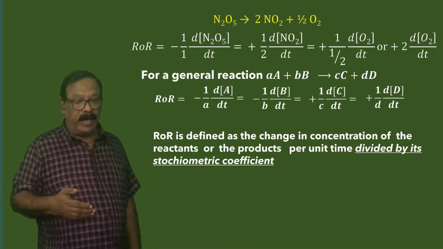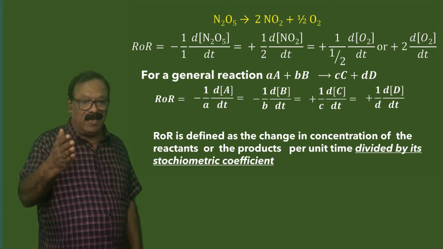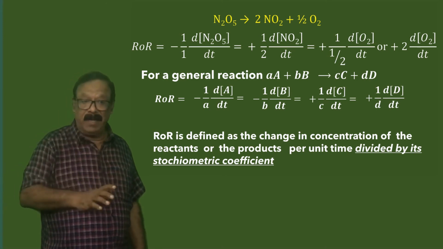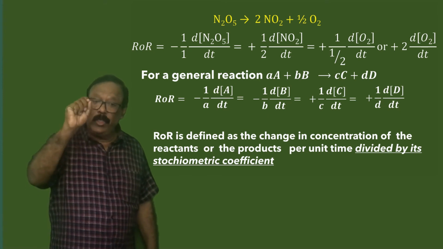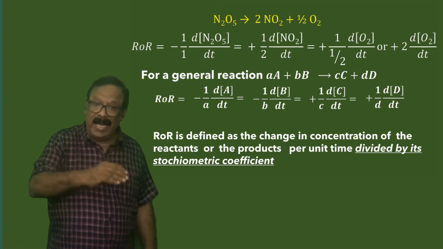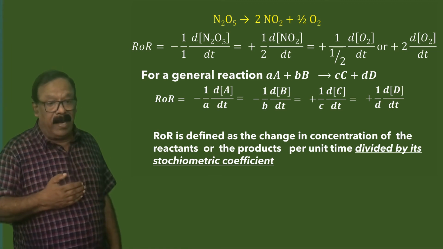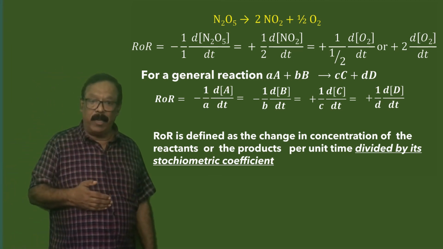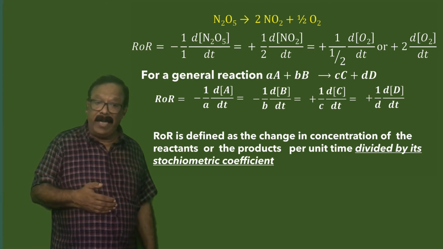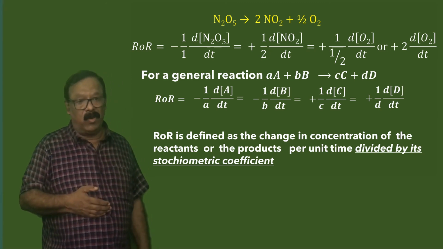That is not in your textbook, so you can forget that, but I am giving you this correct statement. In your book, rate of reaction is defined as the change in concentration of the reactants or products per unit time. Study only that much. But I have told you the correct definition. It is actually divided by its stoichiometric coefficient.